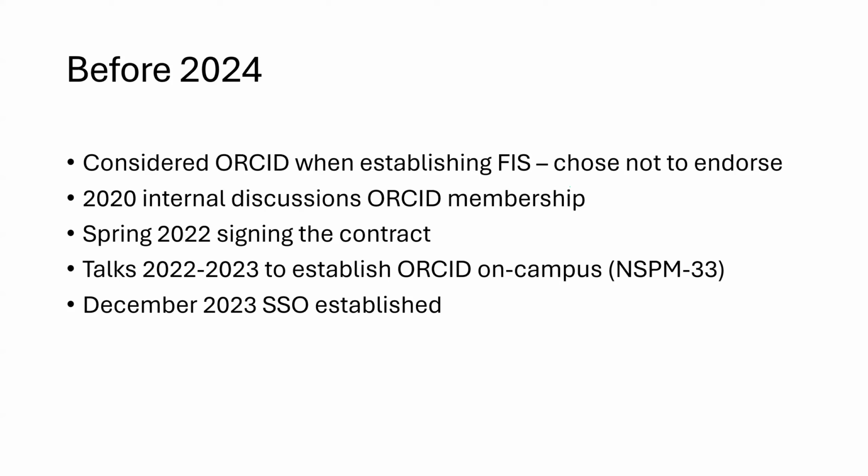As I moved through and changed jobs in 2020, I started these internal discussions of how we really needed to get with the program, start acting like the kind of institution we want to be, and start being part of the ORCID membership. It took 2 years to convince people of that. Then in spring 2022, I think it was April, we signed the contract to be an ORCID member. Now, we had no plan of what we were going to do once we became an ORCID member, other than I was going to make something happen.